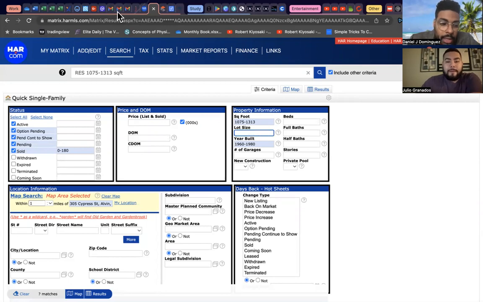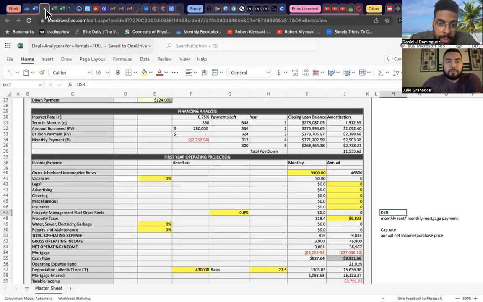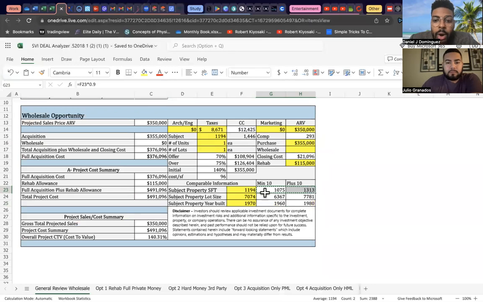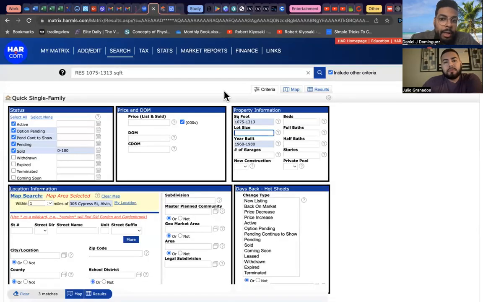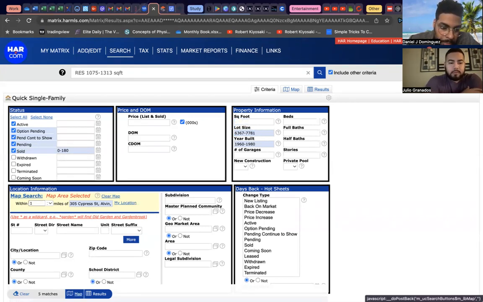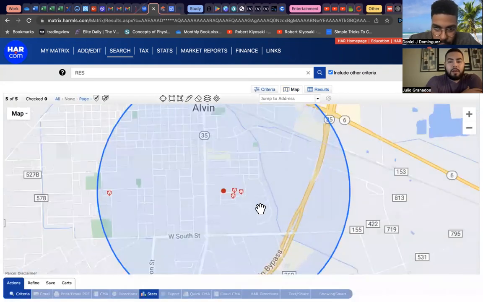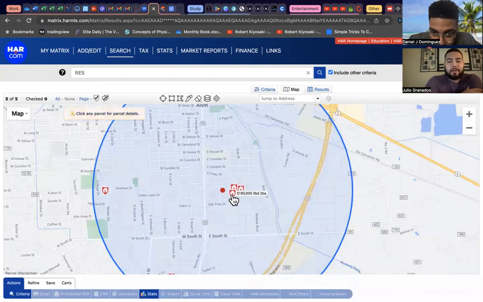So it's kind of good because it can tell me, oh okay, the market is hot in this area, people are buying, so this property is a hot property. Or it can tell me that this area is dead and no one's really buying. But from the comps that we pulled, it looks like it's a decent market. Looks like people are buying there.